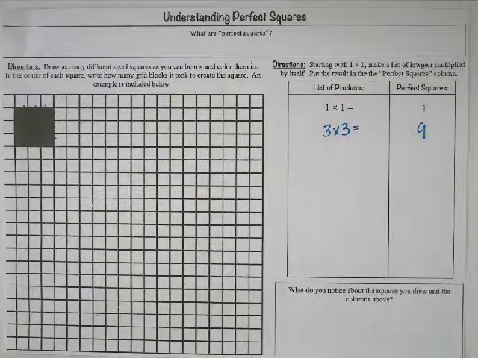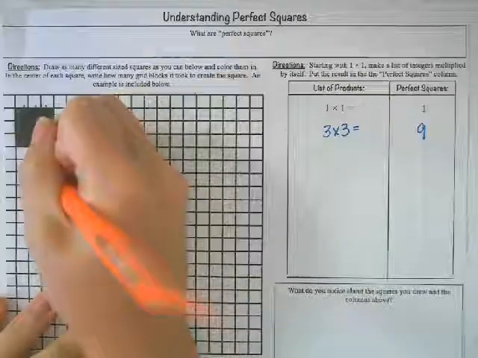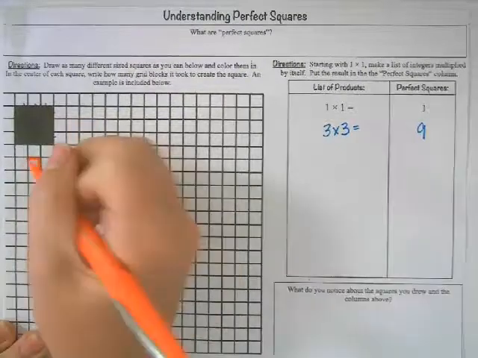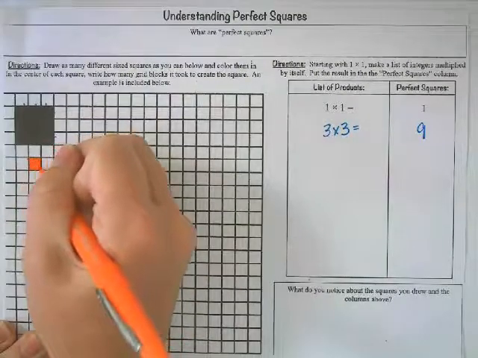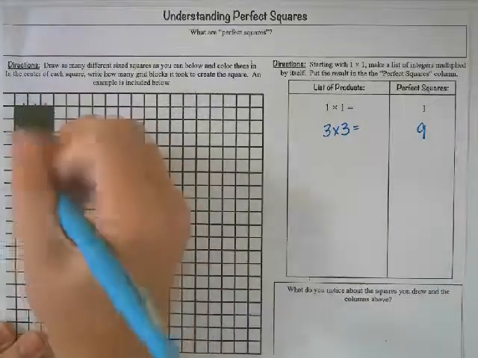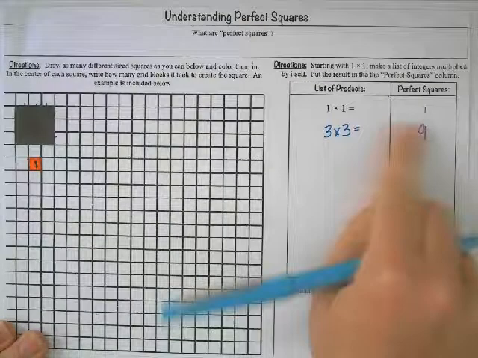Listed for us is 1 by 1. That means I'm going to have 1 unit in length and 1 unit in width. And if I color that square in, having a 1 by 1 unit, it takes up a total of 1 square. That's why we have 1 times 1 equals 1.